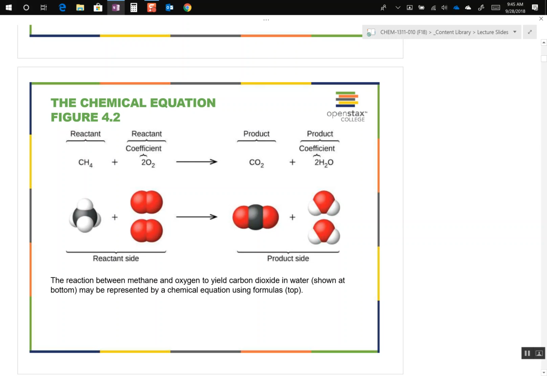Those are always, in fact, the products of a combustion reaction with an organic molecule like methane. Organic molecules being carbon-hydrogen molecules. Okay. So carbon-hydrogen molecules reacting with oxygen will give you carbon dioxide and water as their products. All right.